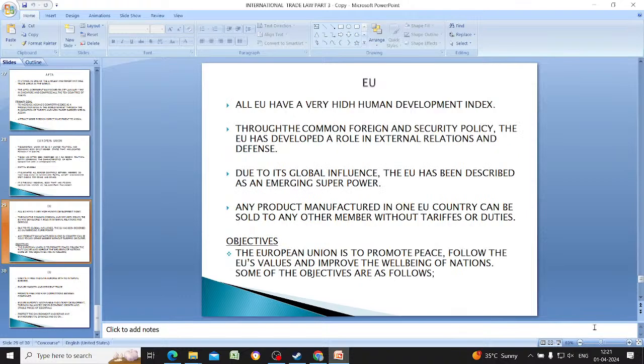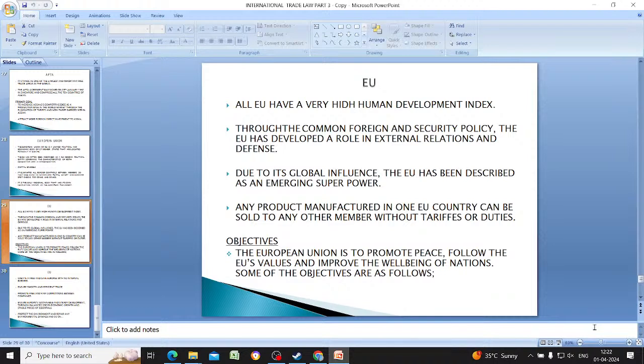Then it has the high human development index. So the EU has the high human development index. It's HDI, we call it. This is a statistical composite index for measuring education level and the income indicators and all.